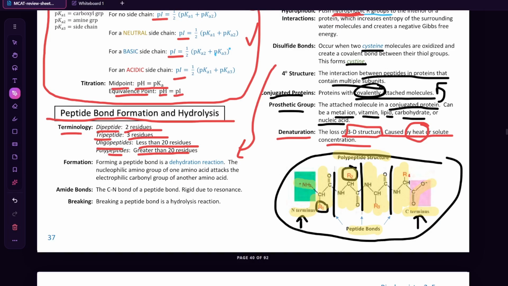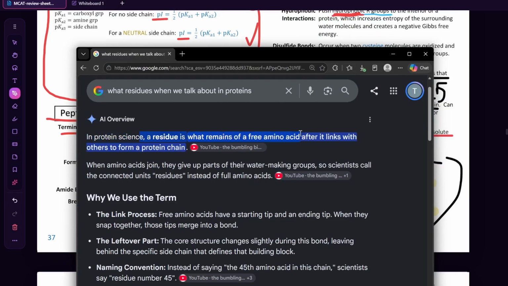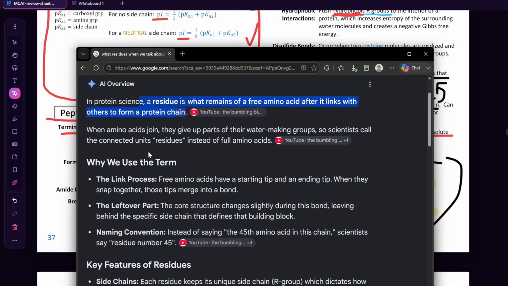A residue in protein science is what remains of a free amino acid after it links with others in the protein chain. Basically, when amino acids join, they give up parts of water-making groups, so scientists call these connected units residues instead of full amino acids.